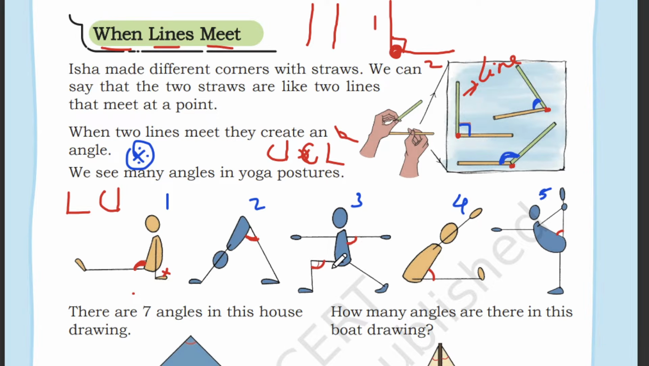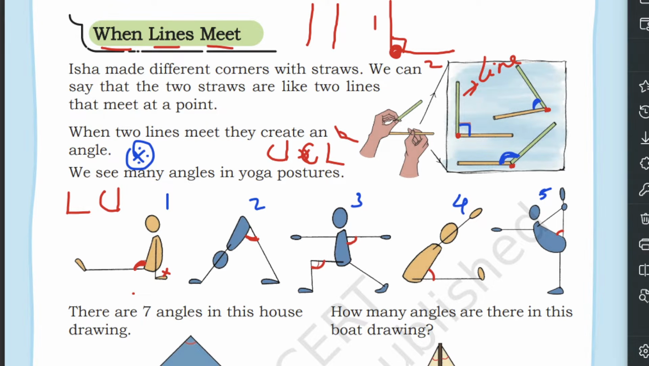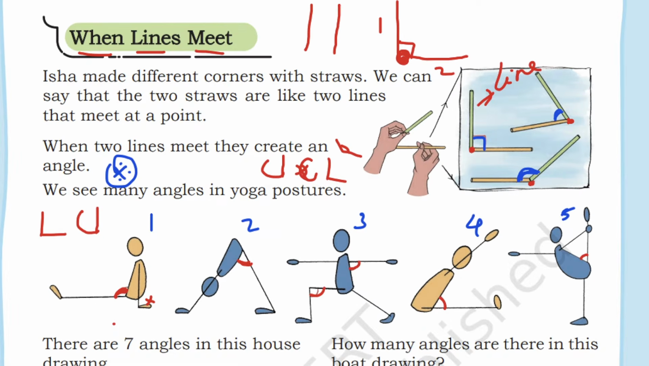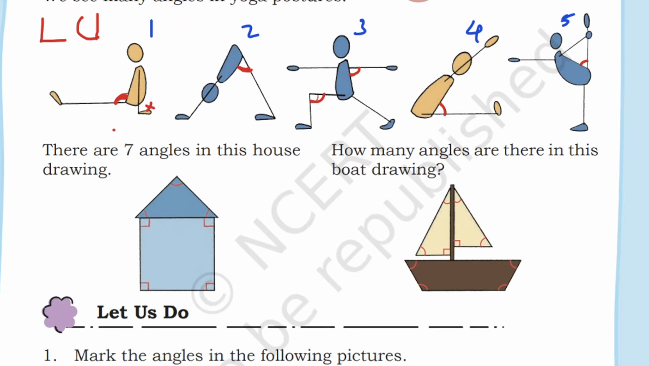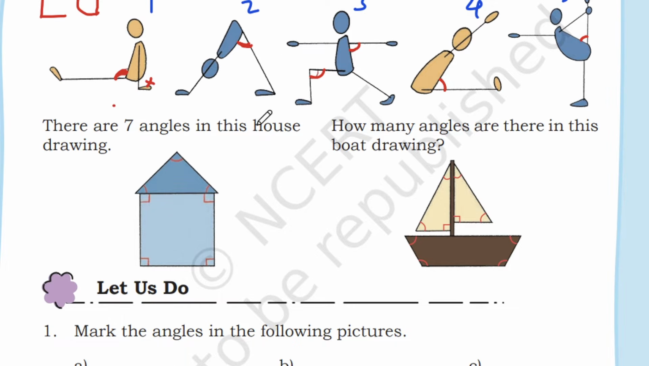Okay, this is also an important question, students. They will give pictures and they will ask you to show the number of angles in a picture. Okay, like this. There are 7 angles in this house drawing. Let's count and see whether we have 7 angles. So this one is the first angle, and this one is the second angle, third angle, fourth angle, fifth angle, sixth angle, and seventh one. So we have 7 angles, so it is correct.